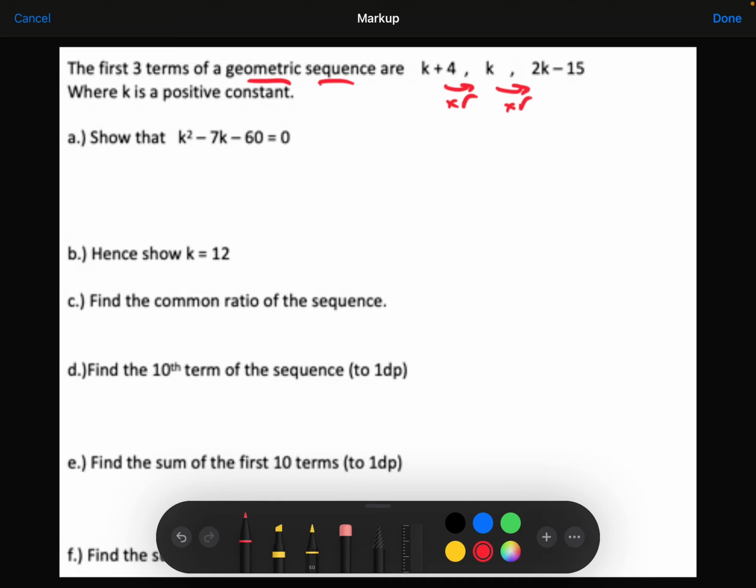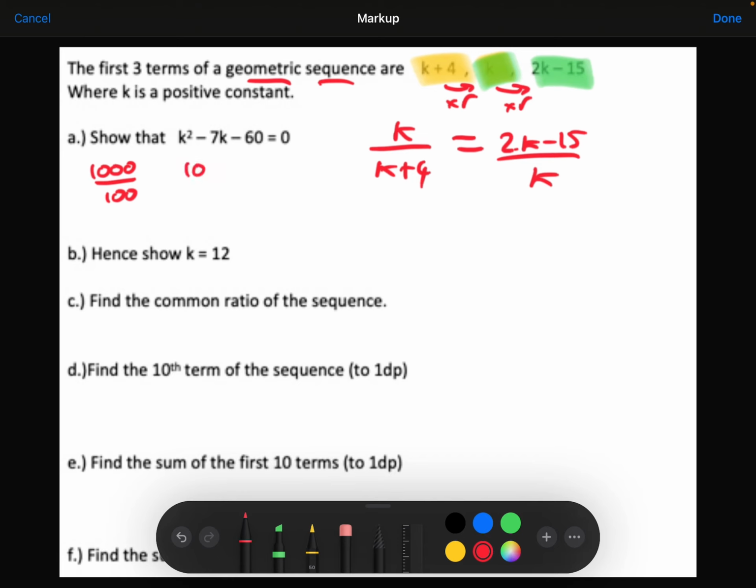One way of writing this down, because they have the common ratio, I could say that k over k plus 4, so this divided by this would give me my common ratio, and also 2k minus 15 over k. This divided by this would give me the common ratio as well. And that common ratio has to be the same. This is like in the previous question, me saying 1,000 divided by 100 is the same as 100 divided by 10. The ratio between the terms has to be the same.